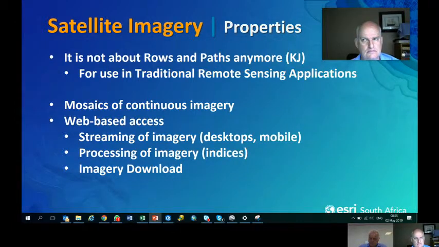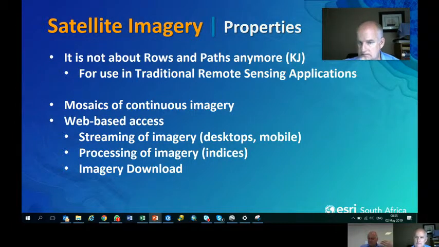Then finally, when we started using them many years ago, it was typically about downloading a satellite image, and we spoke about rows and paths. The satellite is continually orbiting the Earth in a path, and we would then have a row on that path where we would get a satellite image from. We are now in a situation that we get access to mosaics of imagery. So it's not about one picture anymore, it's about a picture of the whole world.